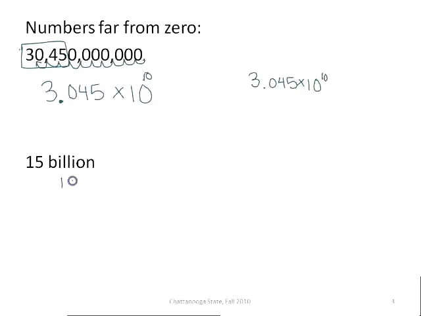15 billion, you don't see the zeros, but remember what 15 billion is. If you put all those zeros there, this would be how 15 billion would look. So the non-zero part of this would be 1.5. Then the number of places the decimal point moves would be 1, 2, 3, 4, 5, 6, 7, 8, 9, 10. I happen to be using 10 a lot, don't I?